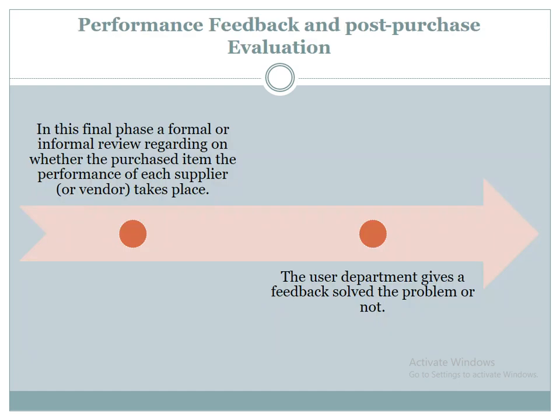Last stage, the performance feedback and post-purchase evaluation. In the final phase, a formal or informal review regarding the performance of each supplier, that is each vendor, takes place. The user department gives feedback on whether the purchased items solve the problem or not. If not, the members of the decision making unit review their earlier decisions and decide to give a chance to the previously rejected supplier. The industrial vendor should recognize that marketing effort is not over after the order is received.